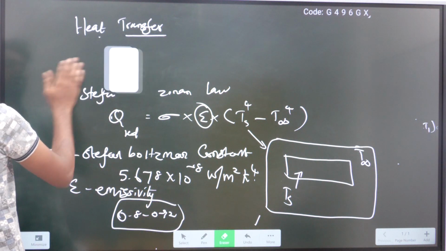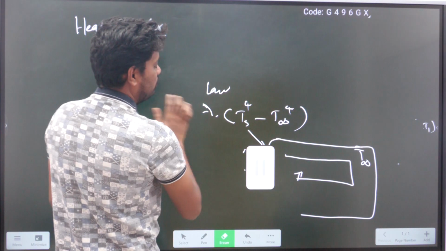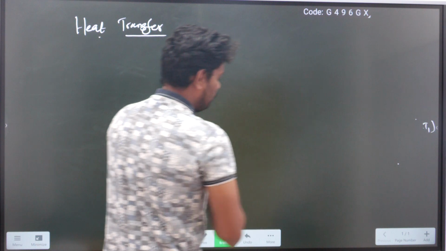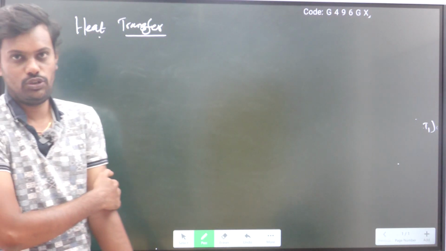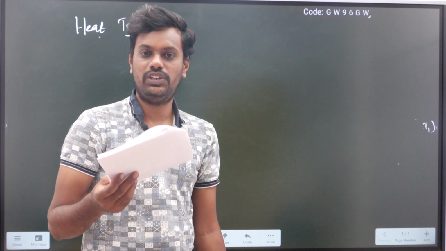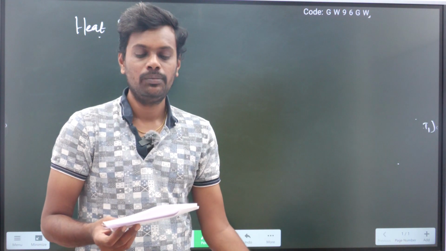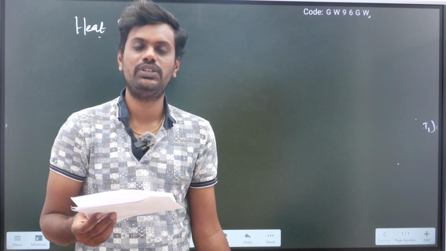Now we have seen three modes of heat transfer. One is conduction, another is convection, and the other is radiation. These are the modes of heat transfer which we have seen in the first lecture. That is the first topic given in the syllabus: modes of heat transfer, conduction, convection and radiation, and we have also seen all the governing equations for these modes of heat transfer.